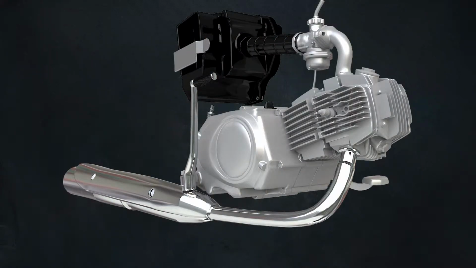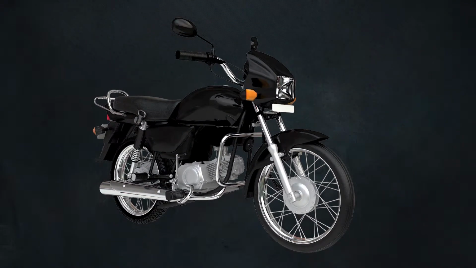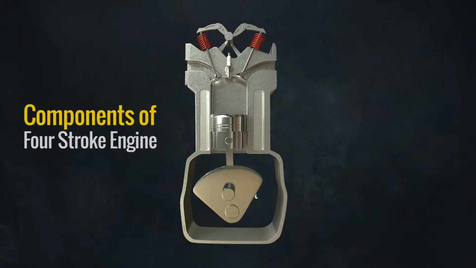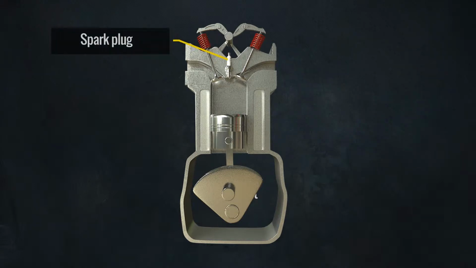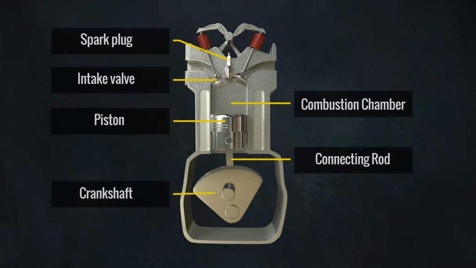An engine is a power-generating machine which converts potential energy of the fuel into heat energy and then into motion. The main components of a four-stroke engine. Let's now look at the main components of a four-stroke engine. The main components are spark plug, intake valve, combustion chamber, piston, connecting rod, crankshaft, and exhaust valve.